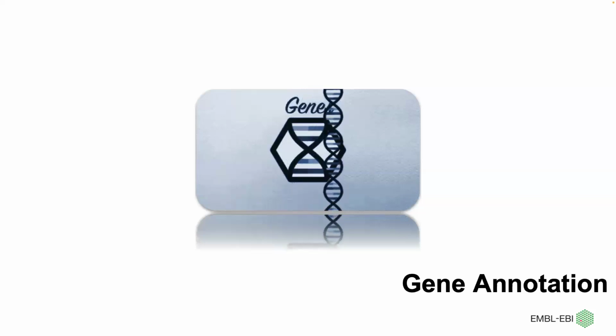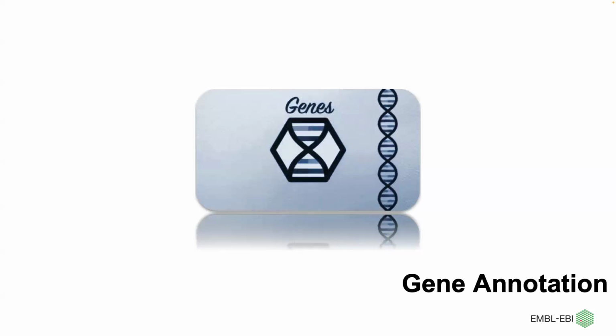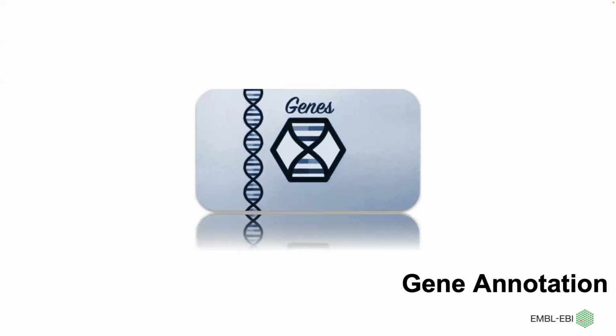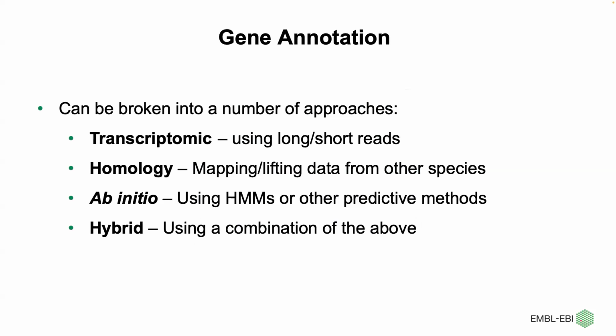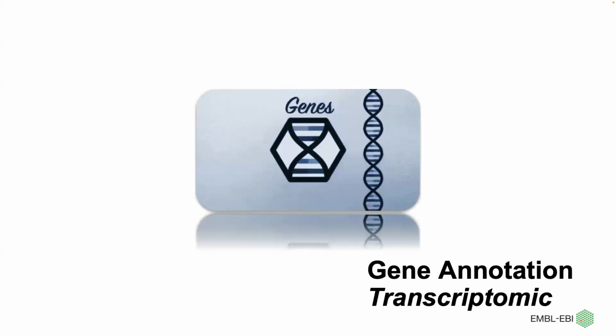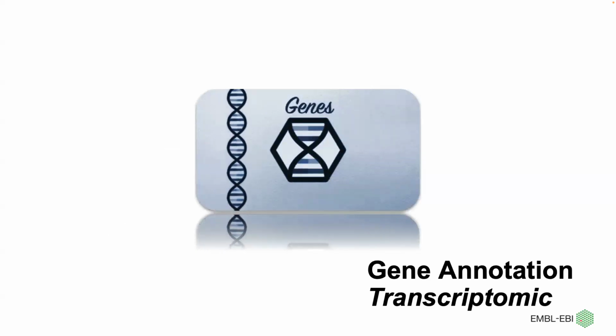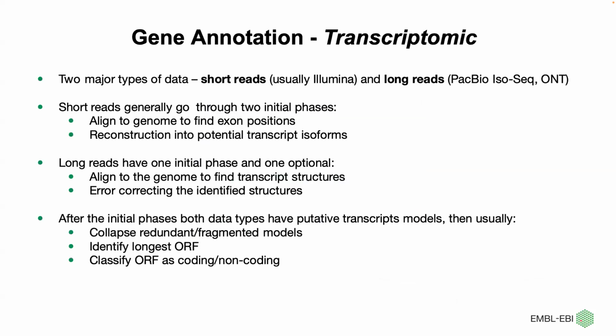So once the genome is repeat masked, soft masked, then we move to the actual process of gene annotation, which can be broken down into a number of approaches, and I'll go into all of these one by one. So: transcriptomic approach, homology, ab initio, and the hybrid, combining all of them. First, let's see the gene annotation using transcriptomic evidence.